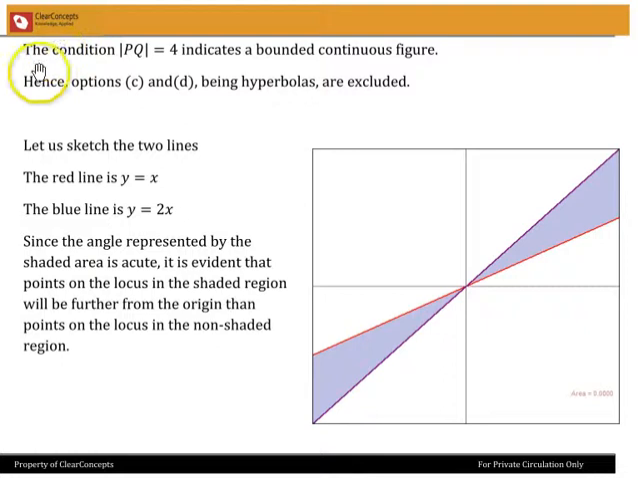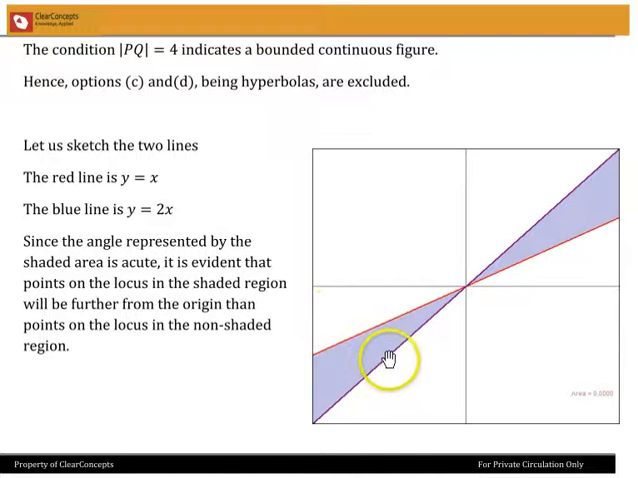Now we also need to know that we've been given a condition that mod PQ is equal to 4. That indicates that we are looking at a bounded figure, a continuous figure, and therefore we cannot be looking at a hyperbola. And therefore options C and D can be eliminated right away.